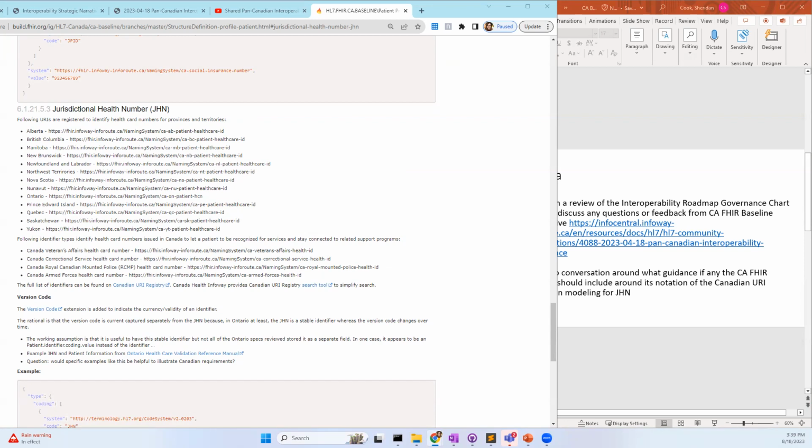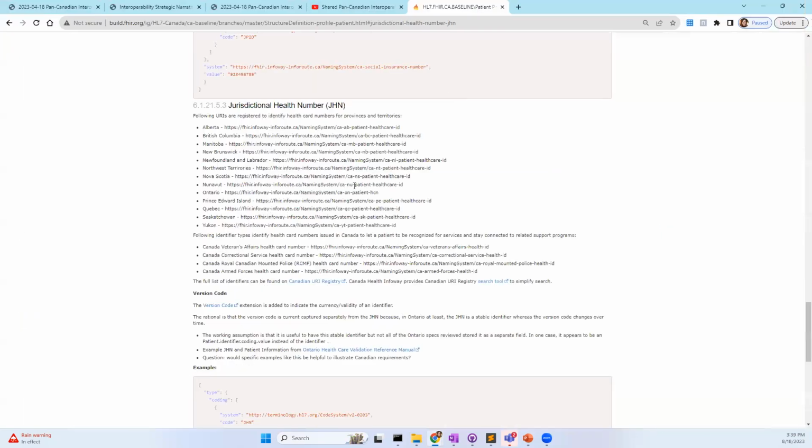I think I just need to get closer here, and zoom in as well. Yeah. Because I think the places where we have potential exposure for risk, if details in the Canadian URI registry change, or if authors are utilizing naming systems that are hosted elsewhere, is really just at the naming system level, because that's where we've exposed details. Yes. Here.